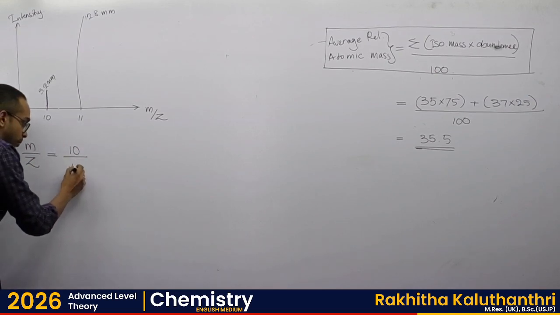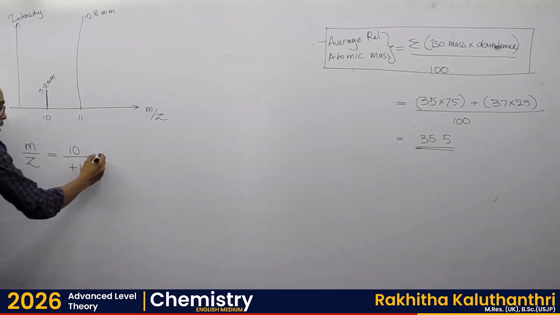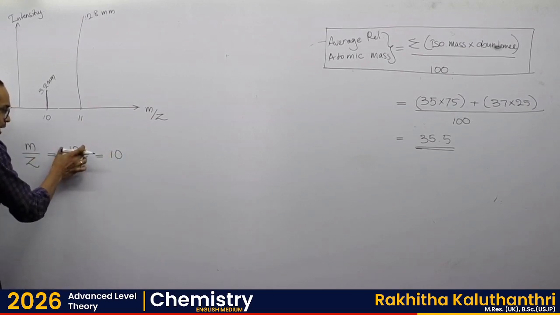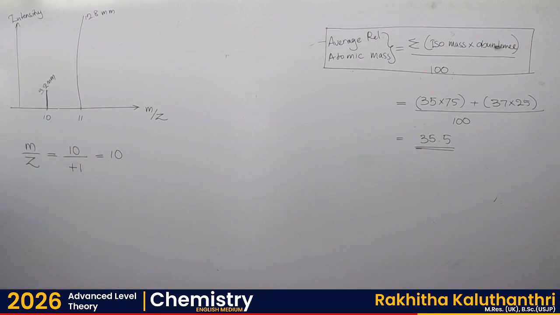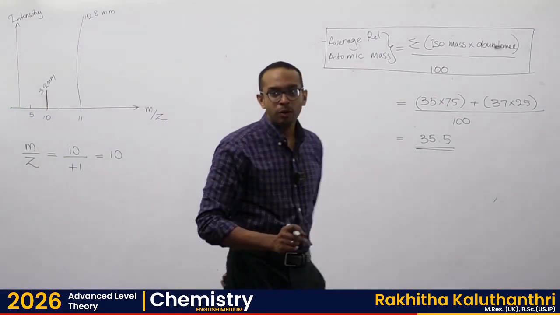So therefore charge would have been plus 1. So this is what we usually get as 10 here. Mass to charge ratio 10 means basically 10 divided by plus 1. Is that clear? Now sometimes there are questions asked in certain past papers. You would see there's a tiny peak at 5, like a very small one at 5. Now I will cover that part also here.